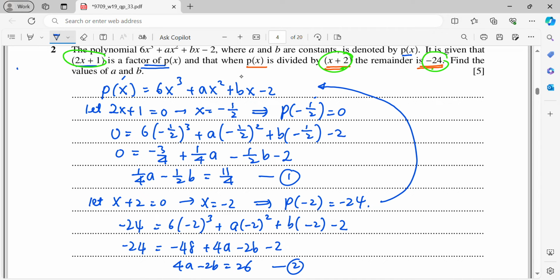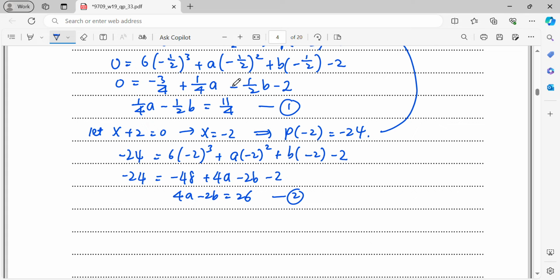So now to find the a and b, according to the question, find the values of a and b. So now just solve these two simultaneous equations. From the first equation, I can just times the whole equation by 4 to eliminate the denominator. First equation times 4, I will get a minus 2b equals 11.